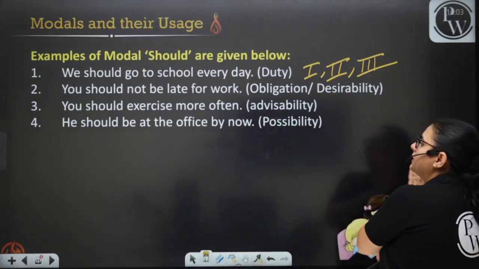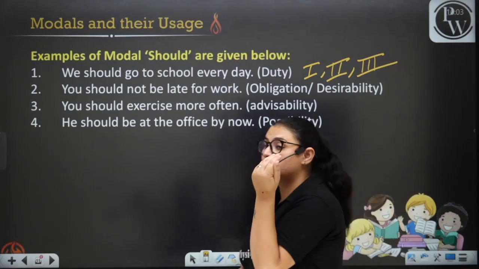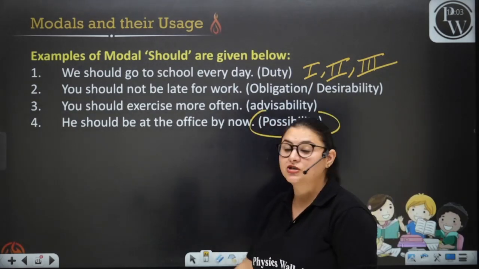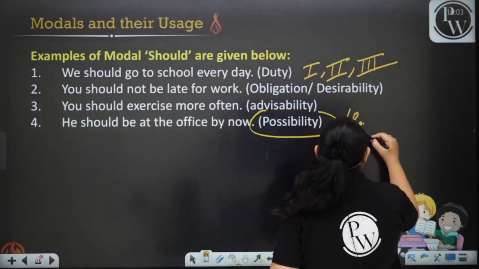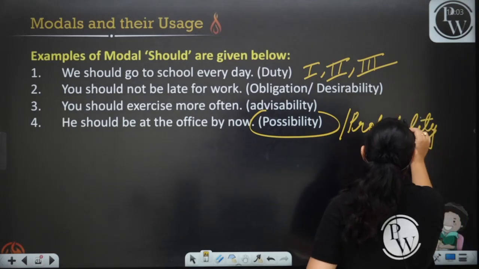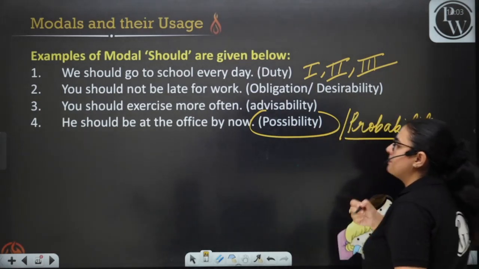He should be at the office by now. Now this is to express the possibility, or you can say probability. This sentence also expresses the probability of something happening.